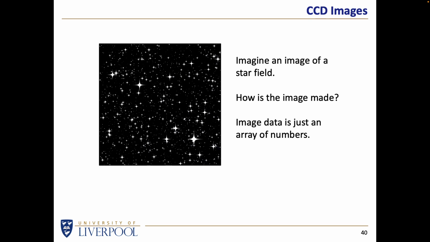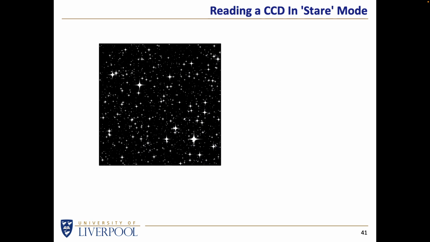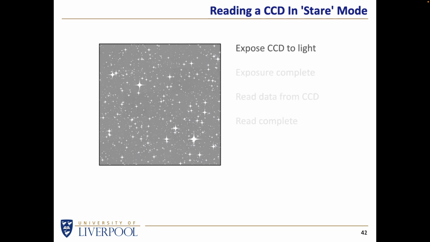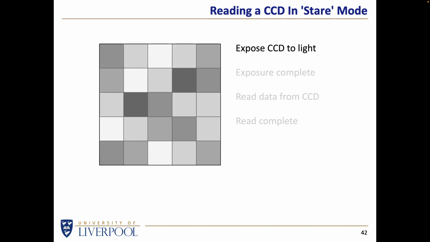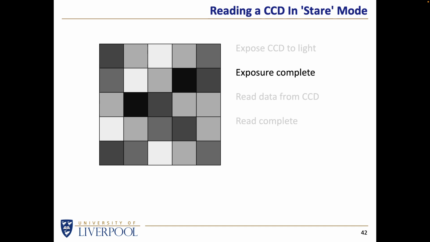And for these sorts of telescopes, it's critical that the telescope stays locked onto its target whilst the exposure is taken. So in stare mode, we stare at a patch of sky and slowly the image builds up over seconds or minutes. And as the light hits each of the pixels, only a few of which are shown here, then gradually we build up the image.